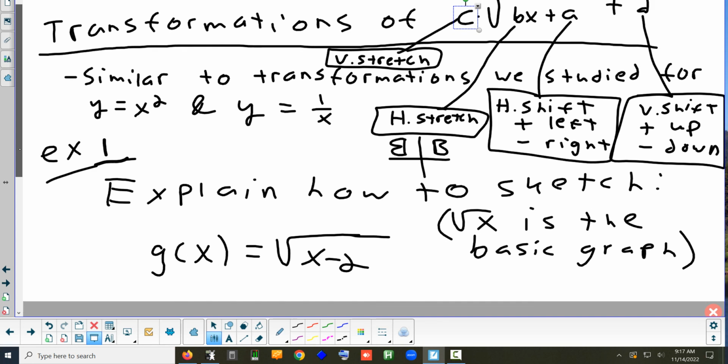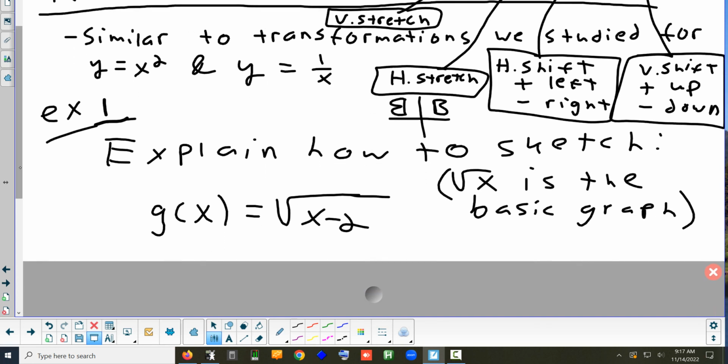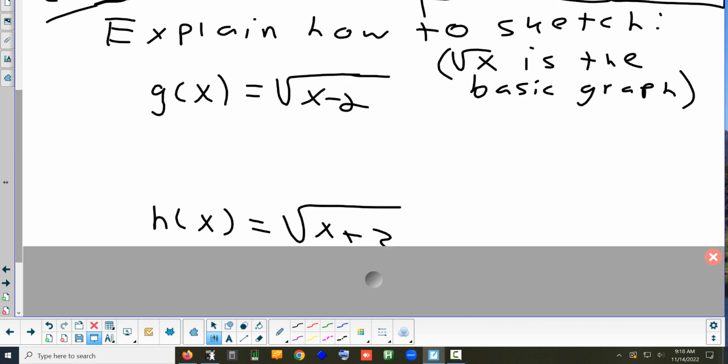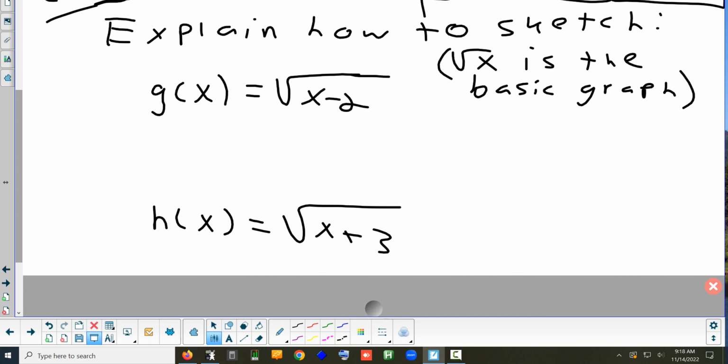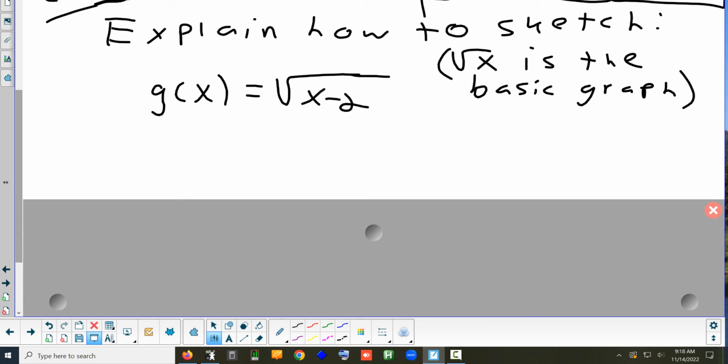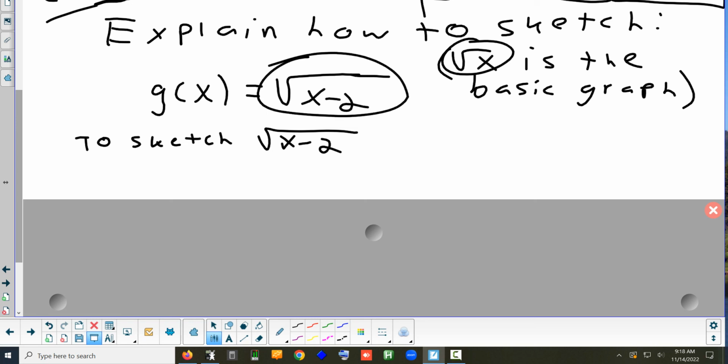So let's describe it. All right, so to sketch the square root of x minus 2, can anybody tell me what the one transformation is you would have to do, starting from this one, to get that one? Shift right 2. It is a horizontal and it's negative, so that's to the right. Yep. So to sketch that, you would shift the square root of x right 2. That's all you have to do.